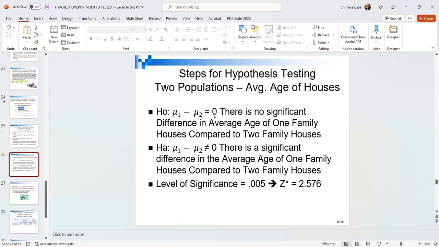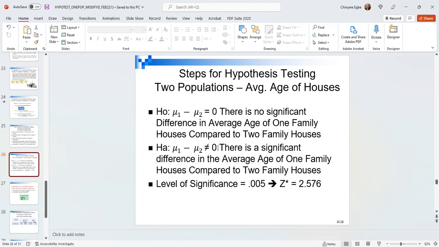The alternate hypothesis is that the average age of one family houses is different from the average age of two family houses, one group of houses being older than the other. Then the average age of one family houses minus the average age of two family houses will not be 0. There will be a significant difference, okay? And mu1 minus mu2 could be less than 0, mu1 minus mu2 could be greater than 0, but the key point is that it is not 0. There is a significant difference in the average age of one family houses compared to two family houses.